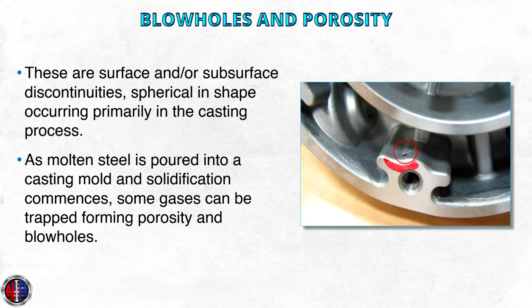Blowholes and porosity. These are surface and or subsurface discontinuities which are spherical in shape, and they occur primarily in the casting process. As molten steel is poured into a casting mold and solidification begins, some gases can be trapped, forming porosity or blowholes.